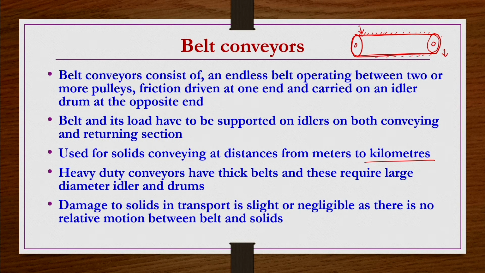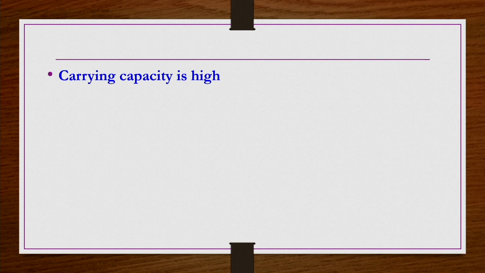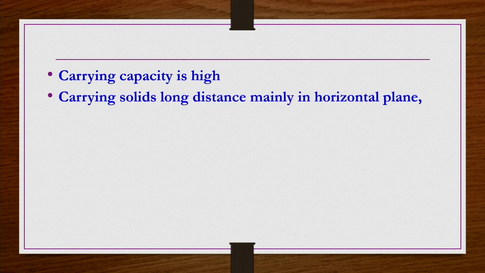Damage to solids in transportation by belt conveyor is almost negligible or very small, because there is no relative motion between the belt and solids. Because of that, in general there will not be any loss or damage to the solids which are being conveyed by these belt conveyors. The carrying capacity of belt conveyors in general is very high. That is one of the most important advantages of these belt conveyors.